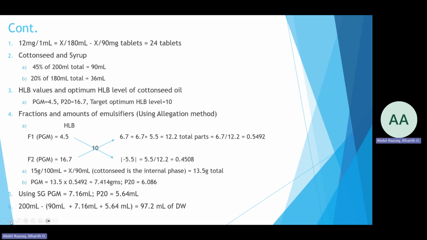And then finally, we used our specific gravity, and we ended up getting how many milliliters of each we're going to need. And then finally, we subtracted it from our final, and we got how many milliliters of distilled water that we would need.